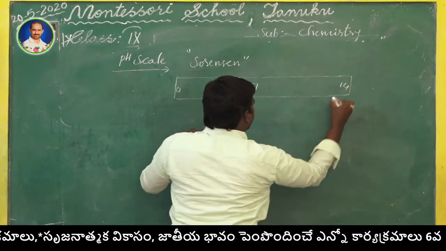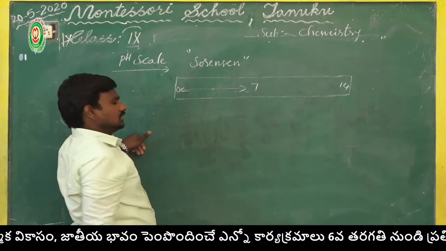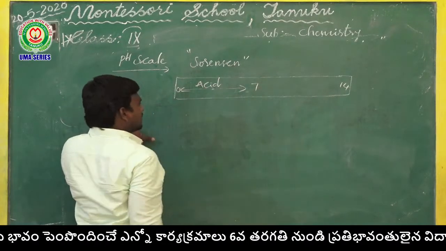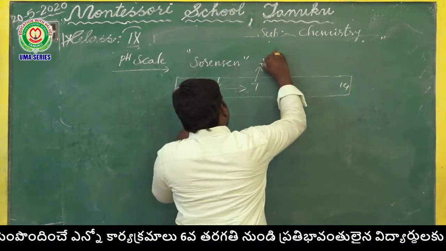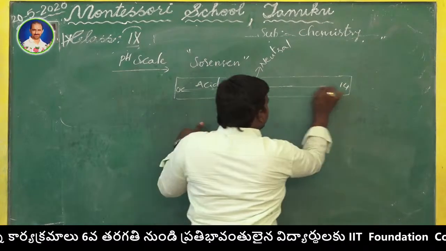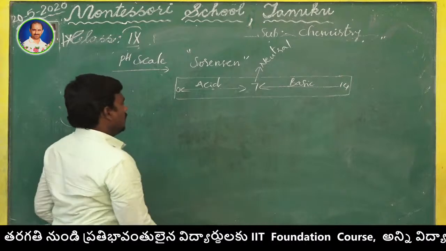0 to 14 values. And 0 to less than 7, this is the acid range. 0 to less than 7 means it is the acid range. Exactly 7, it is neutral. And more than 7 to 14, it is the basic range.